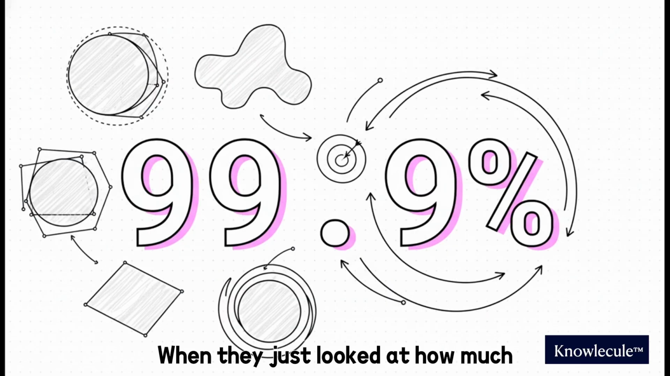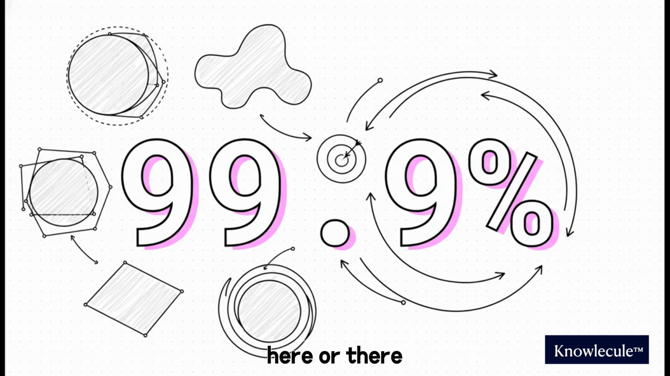And get this, when they just looked at how much of the correct area the AI's shape covered, even if it missed a point here or there, the pointer network solutions were 99.9% perfect. I mean, it was getting so incredibly close to the perfect shape almost every single time.